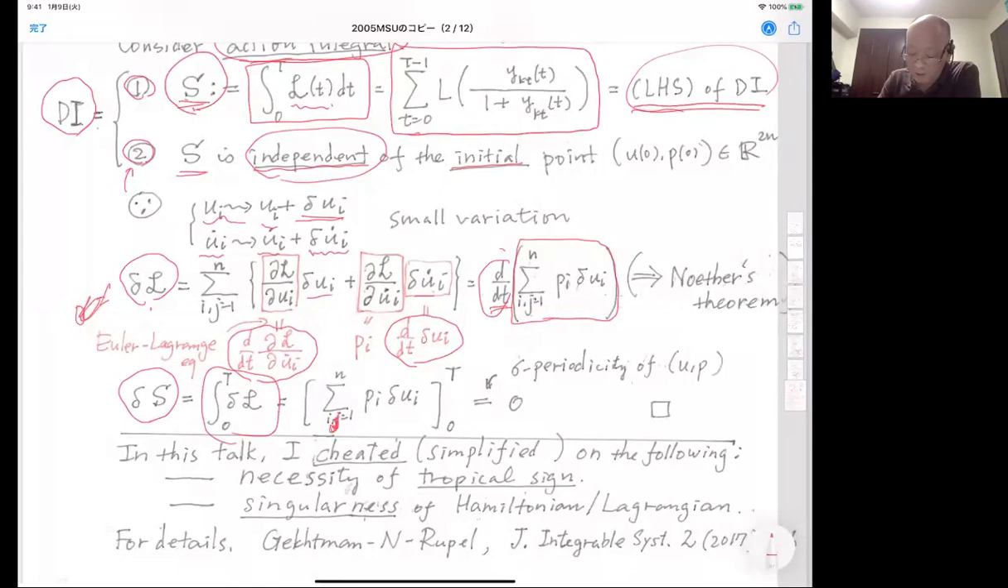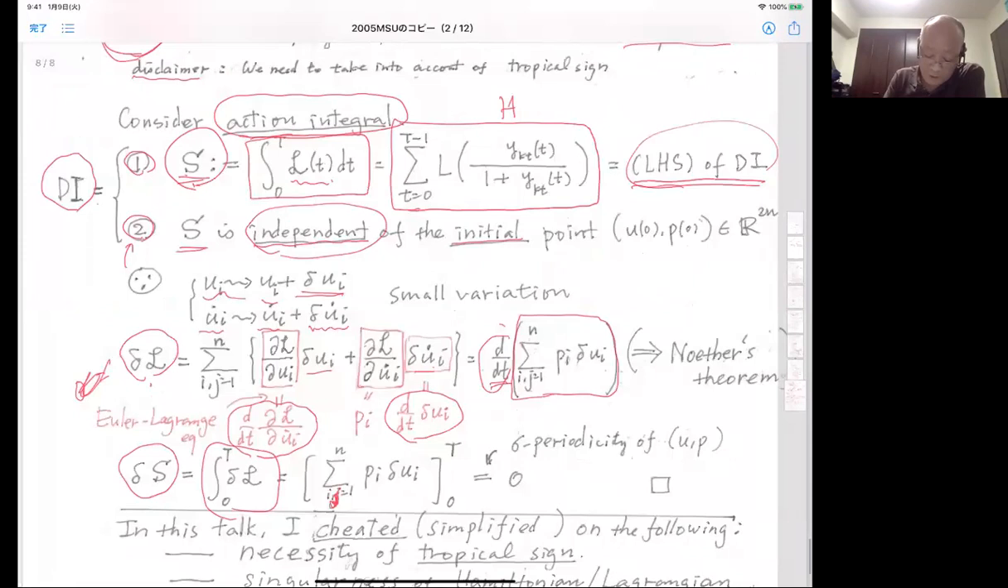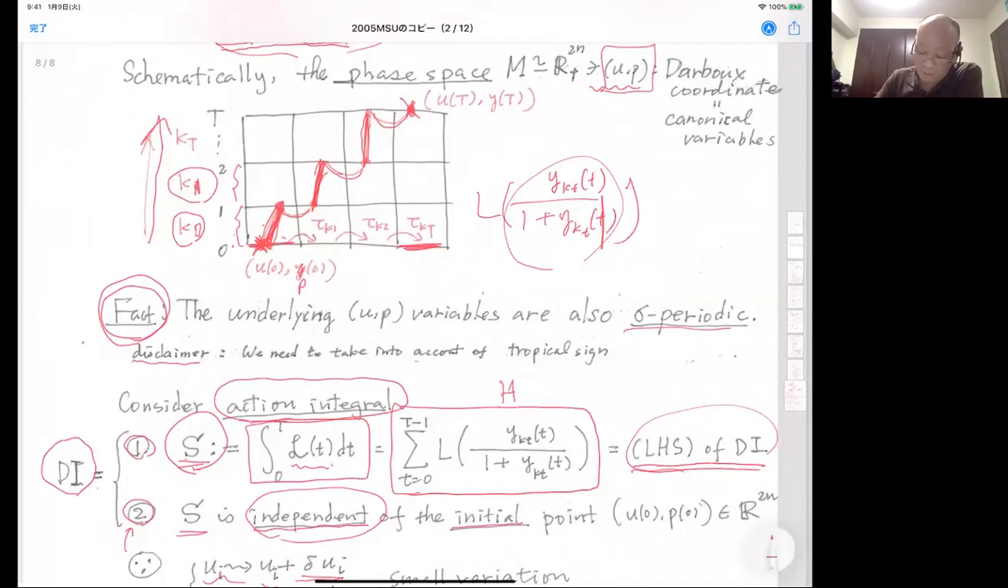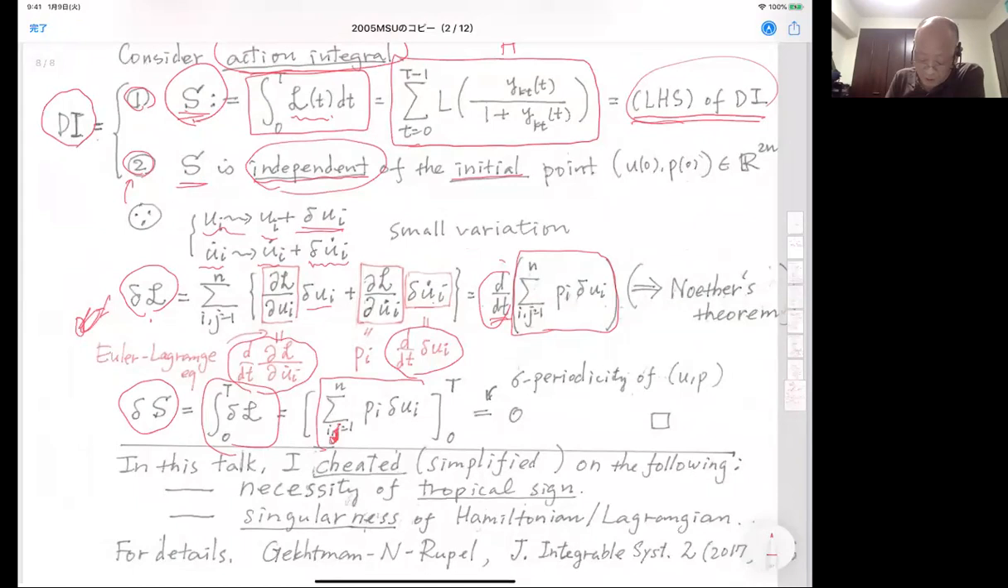Someone may care about what happened to this one, but this is a canonical transformation, and by this canonical transformation, this factor is preserved. So the change is really coming from the boundary. But as I mentioned, if sigma periodicity is assumed, then UP is also sigma periodic. So this is exactly zero. So this is a derivation of the dilogarithm identity.